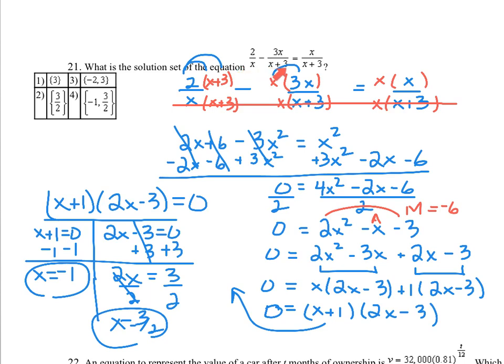If you go over here, the only value that would make this fraction undefined is if x was negative 3. And the same thing here, if x was negative 3. And neither of these answers are 0 or negative 3. So both of these solutions we're going to keep. We're not going to reject any of those. So then we just go up, we look at our answer choices, and we see that it's choice 4.